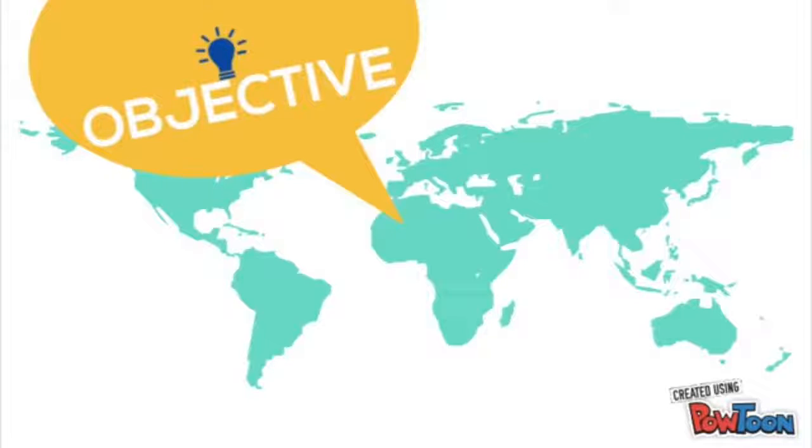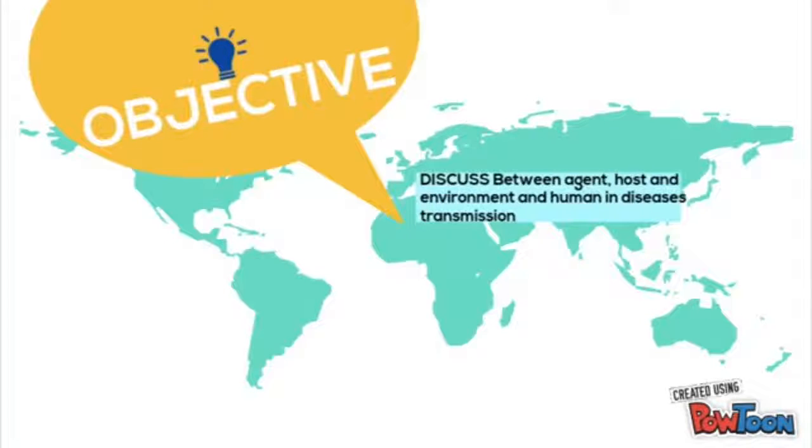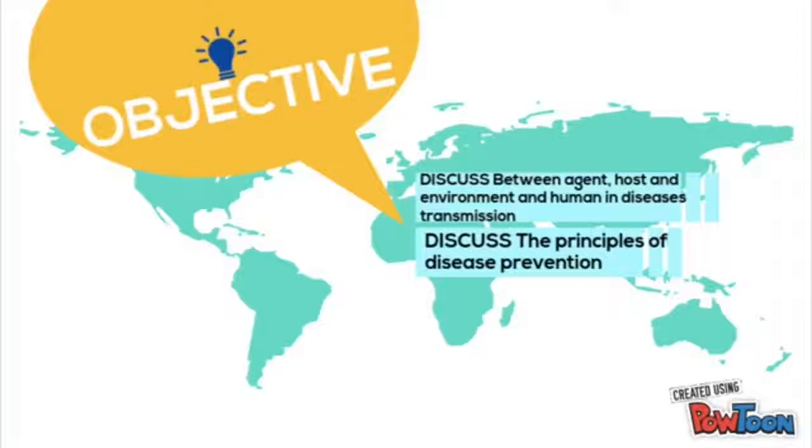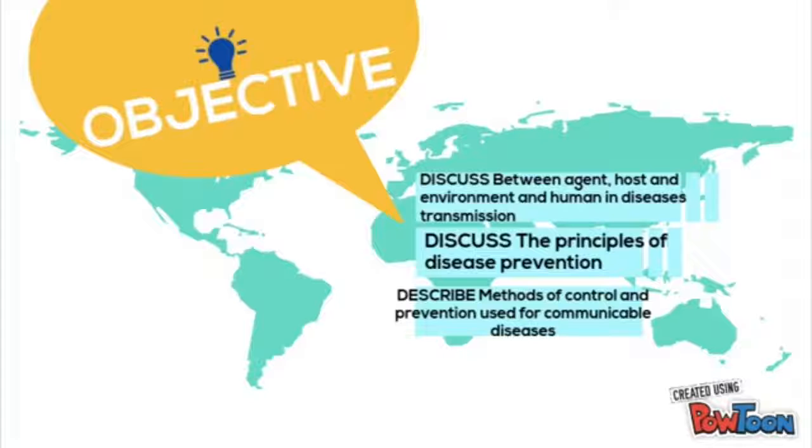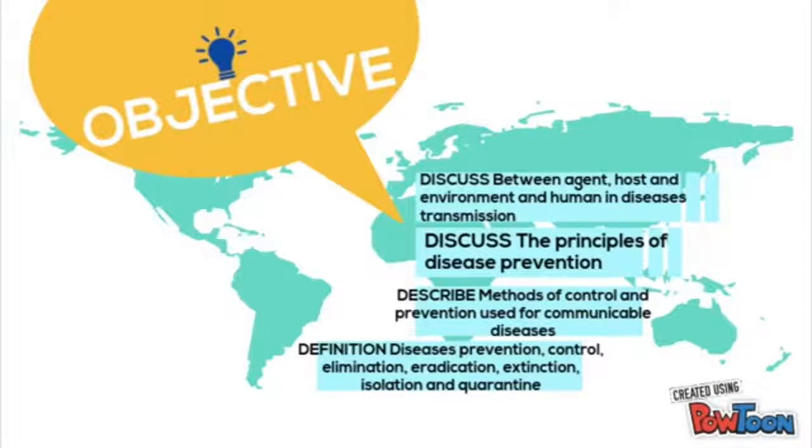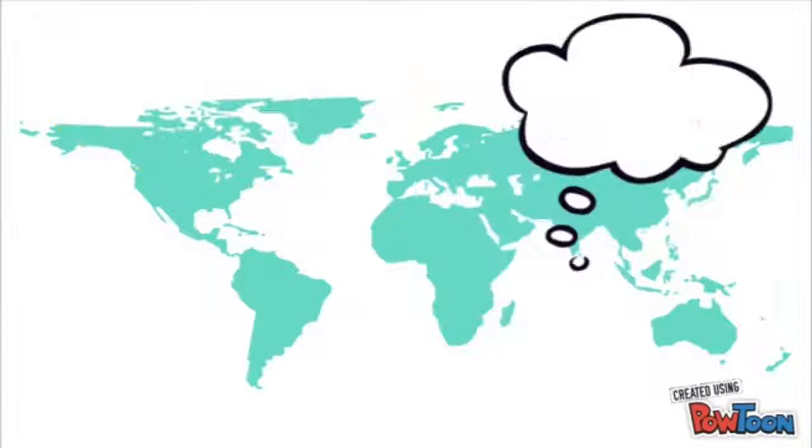So at the end of this topic, we'll discuss the agent, host, environment and human in disease transmission. Discuss the principle of disease prevention, describe methods of control and prevention used for communicable disease, and define disease prevention, control, elimination, eradication, extinction, isolation, and also quarantine.